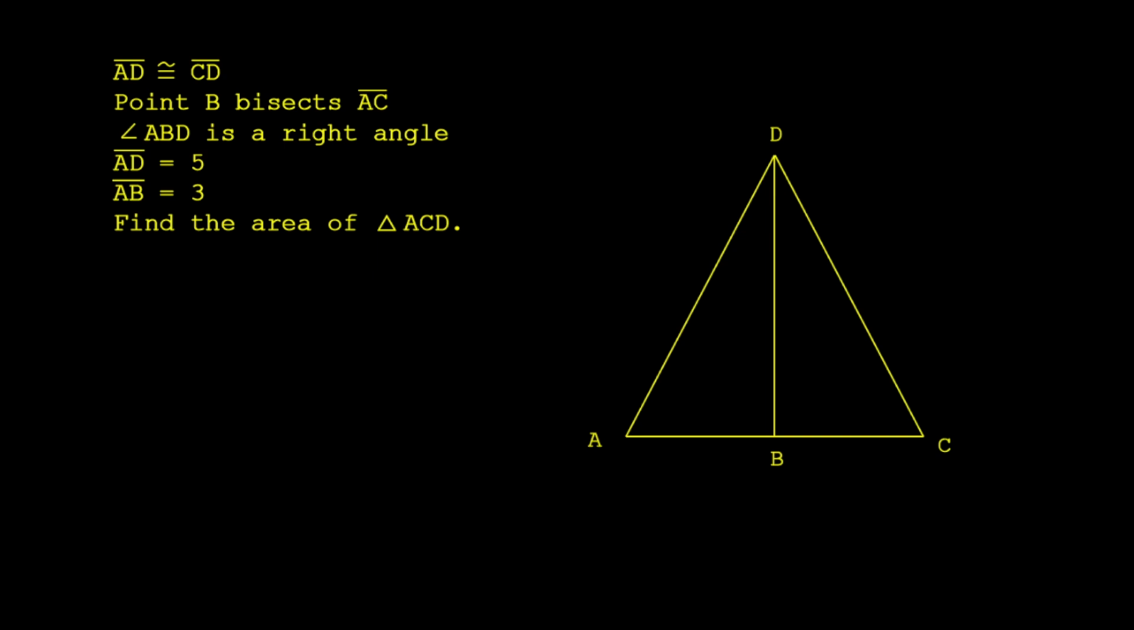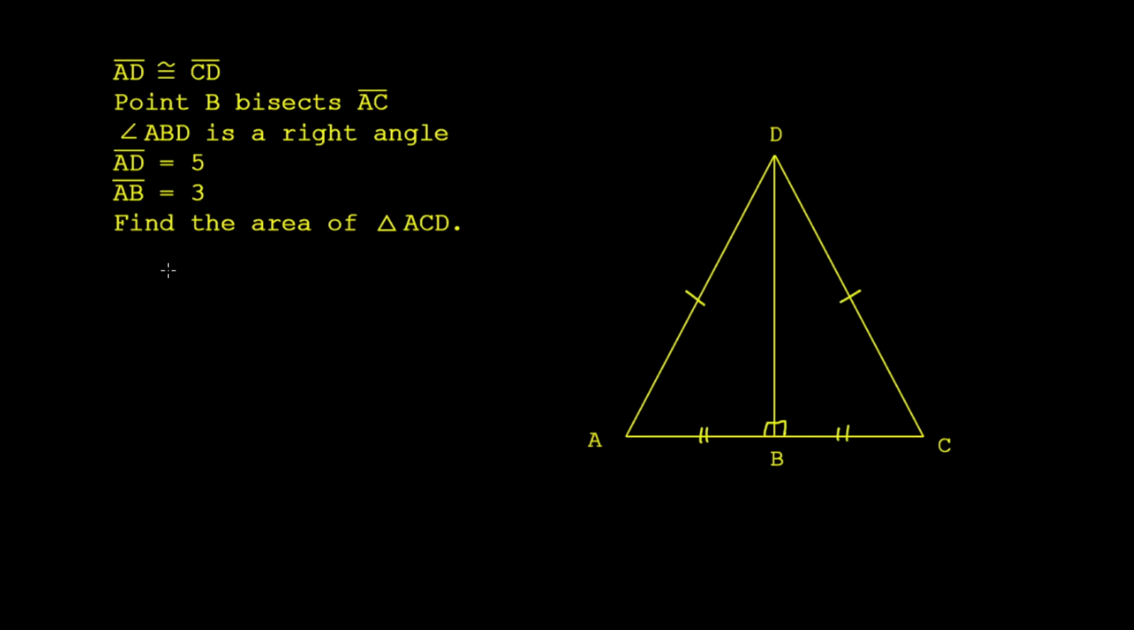So AD is congruent to CD right there. Point B bisects AC, so AB and BC are also congruent. And then angle ABD is a right angle. So if ABD is a right angle, CBD is also a right angle. So now you can see here we have two right triangles and these two sides are congruent.